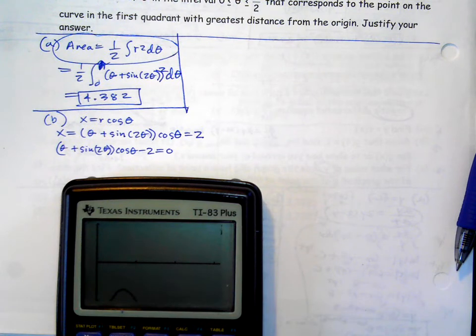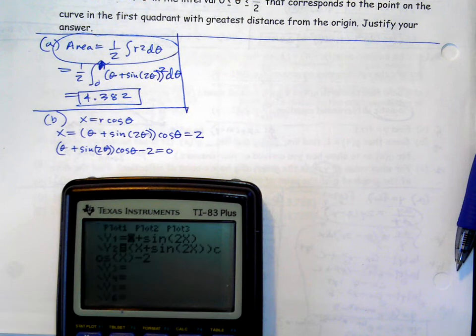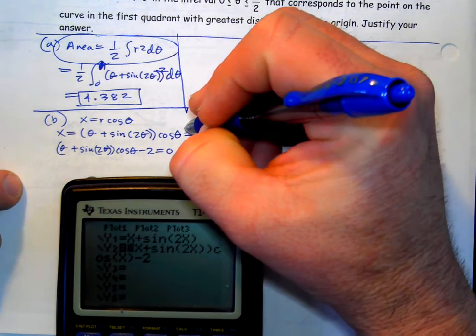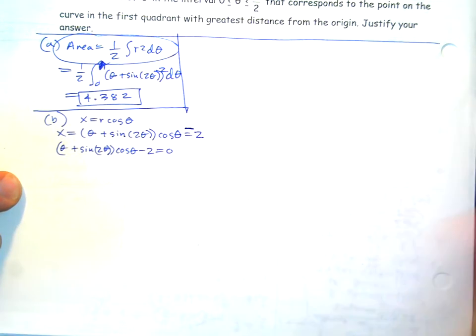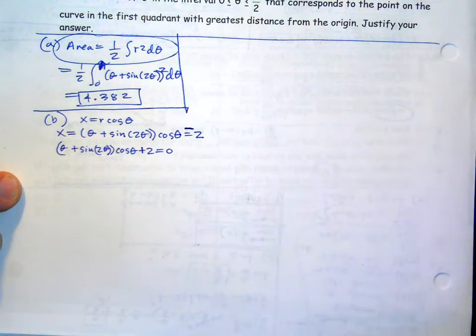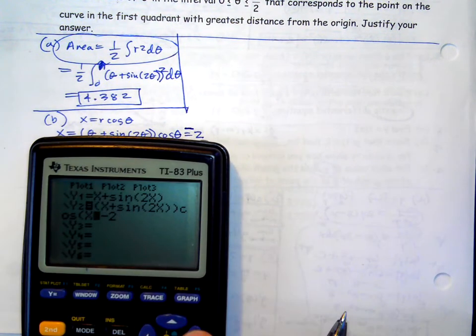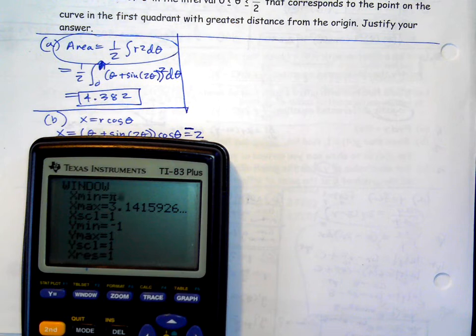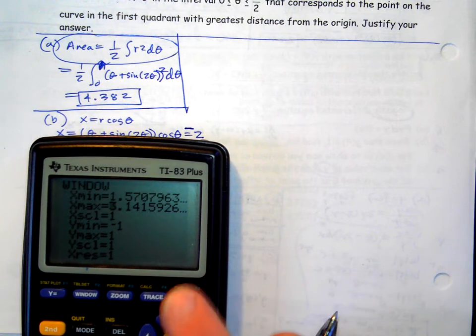So I don't know if I typed it in wrong. It's supposed to be x equals r cosine theta, right? Okay. We have theta plus 2 sine theta, cosine theta. Oh, shoot. It's supposed to equal -2, which makes that a plus. That should be a plus. I'm going to go back to my window of pi over 2 to pi, graph it.